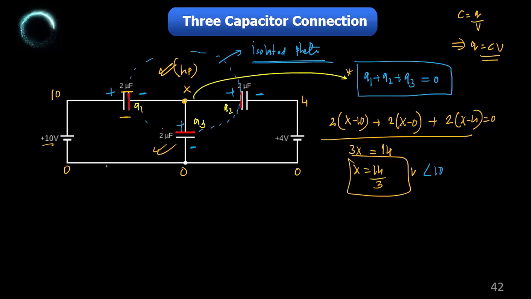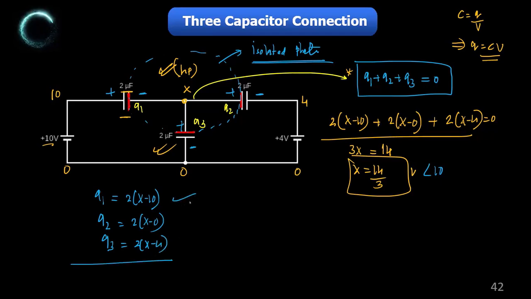Regarding the Q1 number, what can I write? Q1 should be 2 into x minus 10. That is the charge. Similarly, Q2 should be 2 into x minus 0. And Q3 should be 2 into x minus 4. Once you calculate the x number, all these numbers can be calculated, so the charge on each and every plate is known to us. This is how you have to solve this type of problem.